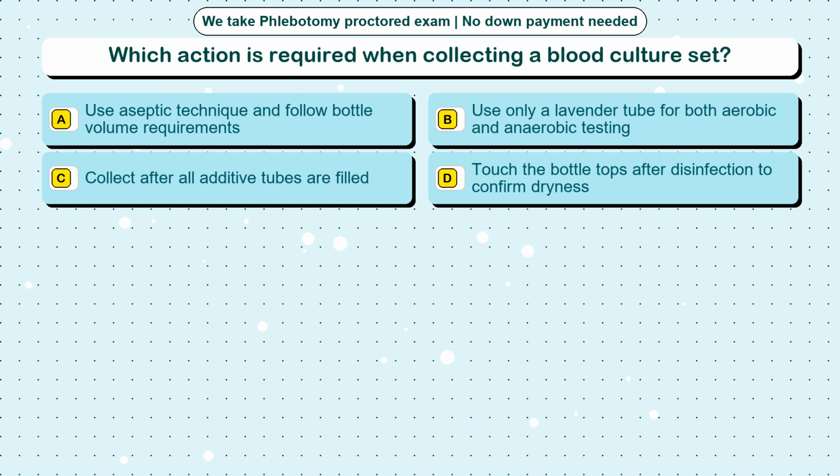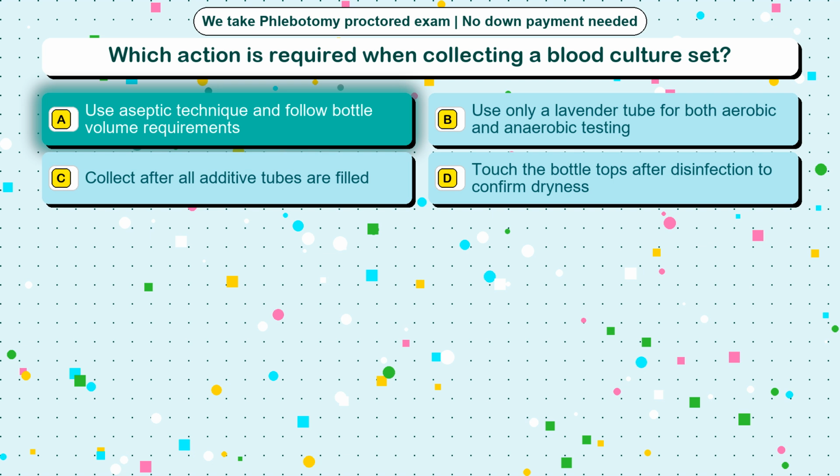Option A. Use a septic technique and follow bottle volume requirements. Option B. Use only a lavender tube for both aerobic and anaerobic testing. Option C. Collect after all additive tubes are filled. Option D. Touch the bottle tops after disinfection to confirm dryness. The correct answer is option A. Use a septic technique and follow bottle volume requirements.